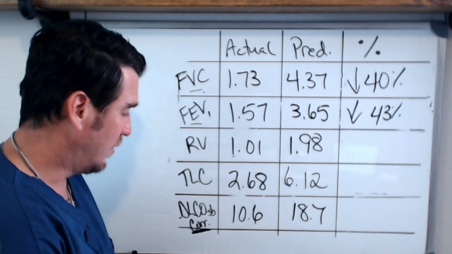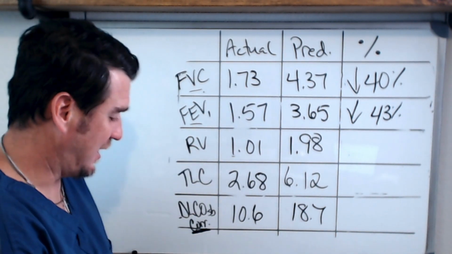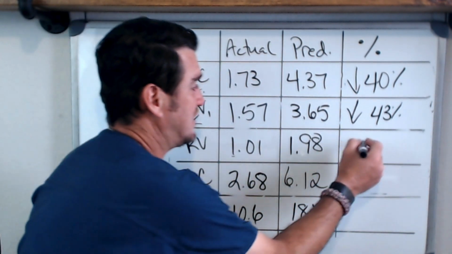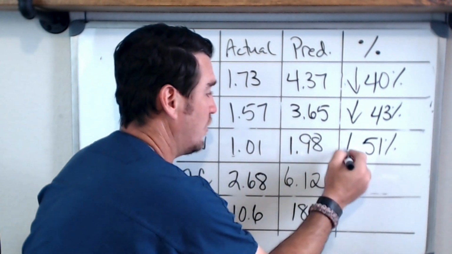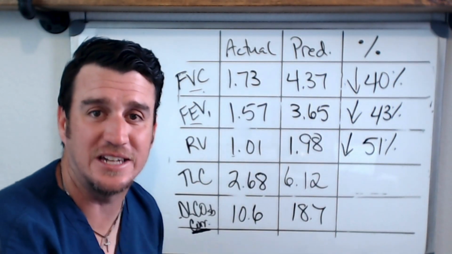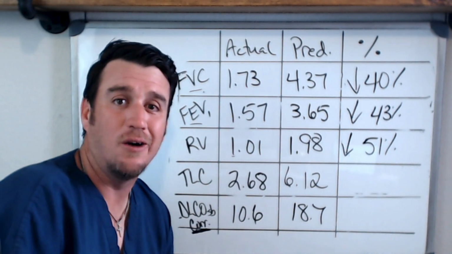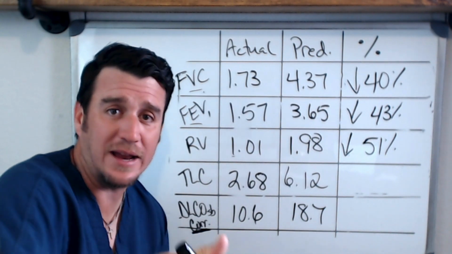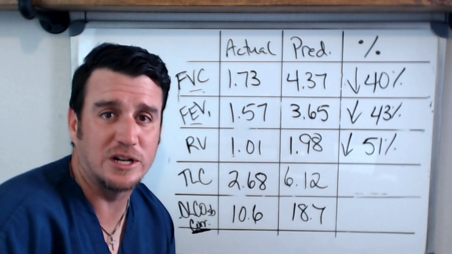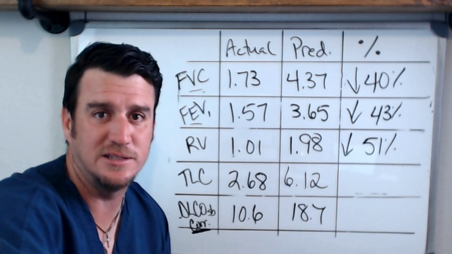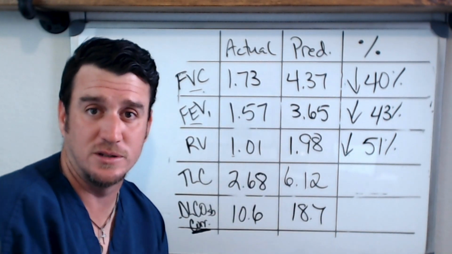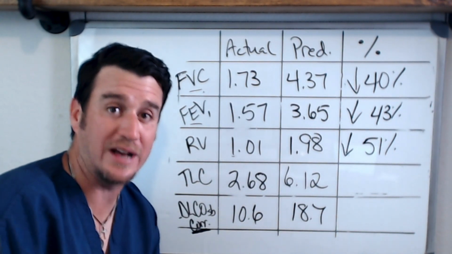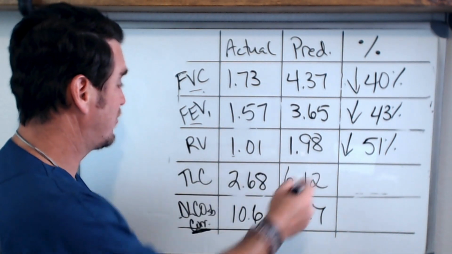Okay? When we look at RV, we see that we have 1.01 divided by 1.98, and that is 51%. We know that that is decreased. Why? Because it's less than 80%. Now, right here, we probably know what the problem is, right? We probably know right now that we have a restrictive lung disease, because restrictive lung diseases give us smaller lung volumes. But there's more details to it than that to make sure that we are exactly correct. So let's figure them out. So they have a decreased RV.